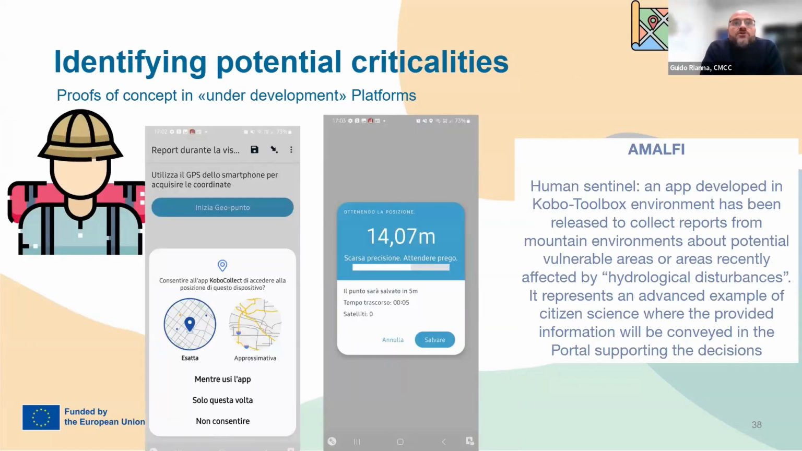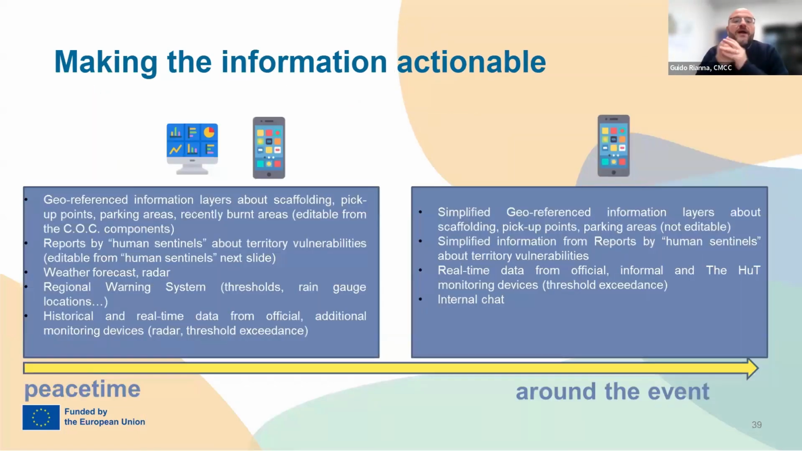Okay, we exploit also local knowledge by collecting their reports, their information, their photos in a simple way. We developed a mobile app in the Kobo Toolbox environment supporting the collection of information in a geolocalized way. And so we have information about, for example, areas potentially vulnerable after fires or needing maintenance. All this information can then be collected in the same platform. Next slides.